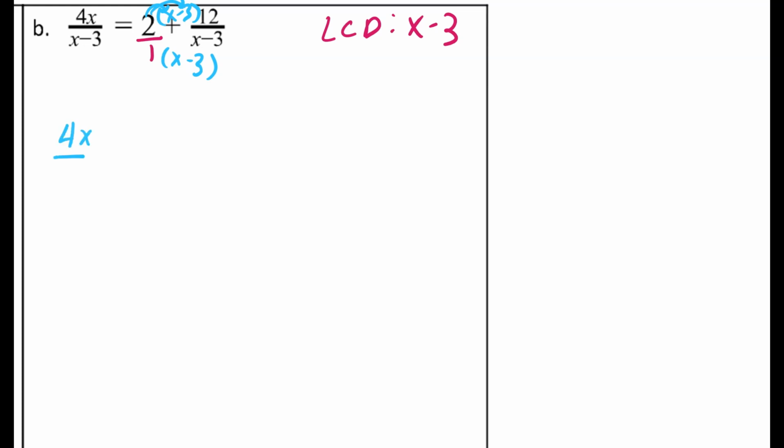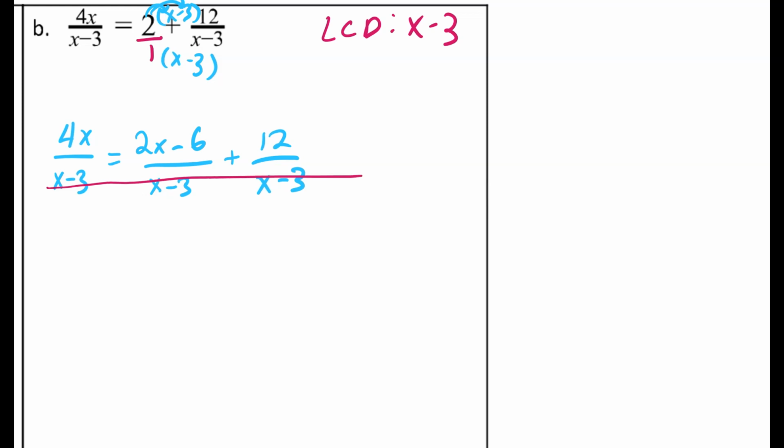So my first fraction stays the same, 4x over x minus 3. Then 2 times x is 2x. 2 times minus 3 is minus 6. And my denominator is x minus 3 plus 12 over x minus 3. Okay, so all of my denominators are the same. So I'm just going to make a new equation using my numerators. 4x equals 2x minus 6 plus 12.